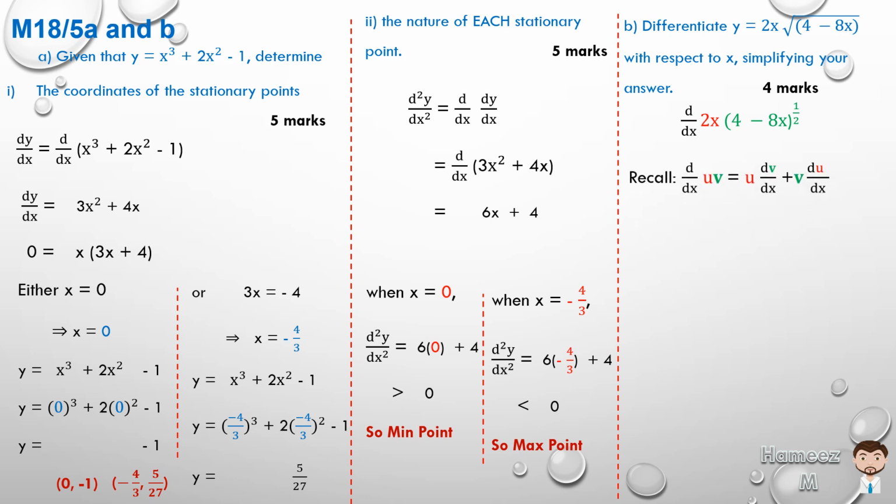So let's recall the product rule. d dx of uv will be u dv dx plus v du dx. And we're trying to use the same color so students can follow along. So u is equal to 2x and v is equal to 4 minus 8x to the power half. So if we substitute into the formula, it will give us 2x by d dx of 4 minus 8x to the half plus 4 minus 8x to the half, which is v, by the differential of 2x.